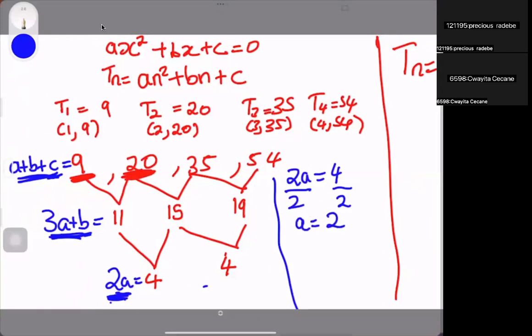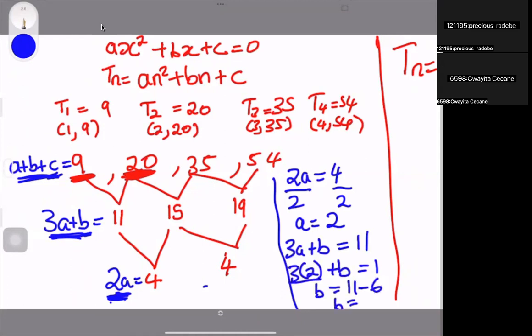Then 3a plus b is equal to 11. And then a is 2, so 3 times 2 plus b equals 11. b is equal to 11 minus 3 times 2, which is 6. Additive inverse, minus 6. b is equal to 5.